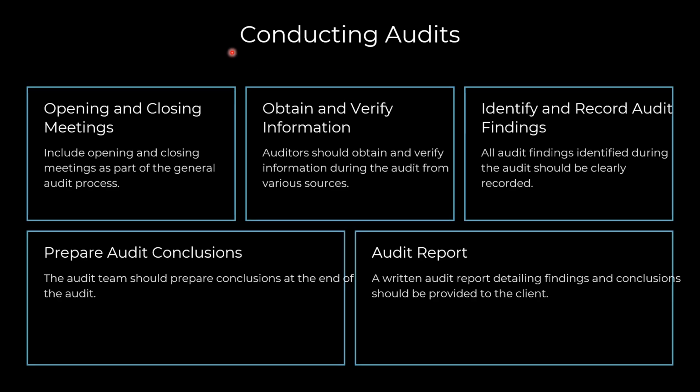Conducting an audit is a structured process with several key stages, each critical for ensuring the integrity and success of the audit. Firstly, we have the opening and closing meetings. These bookend the audit process and are vital for setting the tone and concluding the findings. The opening meeting sets out the objectives, scope, and criteria for the audit, ensuring everyone is clear on what will happen. At the closing meeting, initial findings are discussed, providing the auditee with an immediate understanding of the auditor's conclusions.